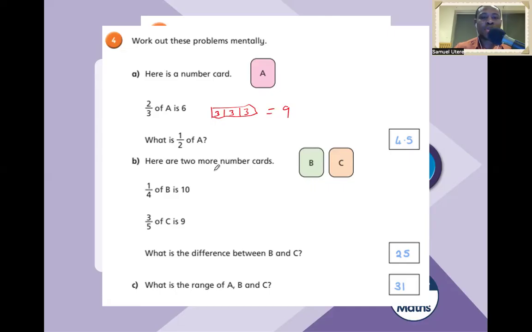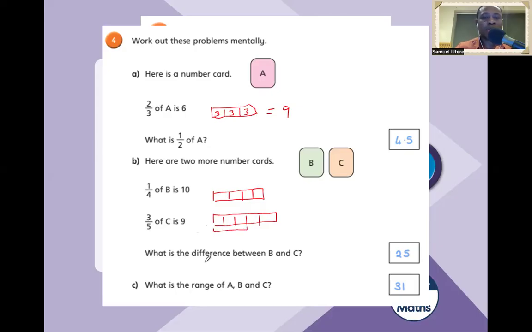Here you're told, here are 2 more number cards, B and C. 1/4 of B is 10. So again, you know that you've split things into 4 equal parts. That's the denominator telling you how many parts you split things into. You're told that 1/4 of that is 10. And then 3/5 of C is 9. So again, you know that you're splitting things into 5 equal parts. 3 of those lots is 9.